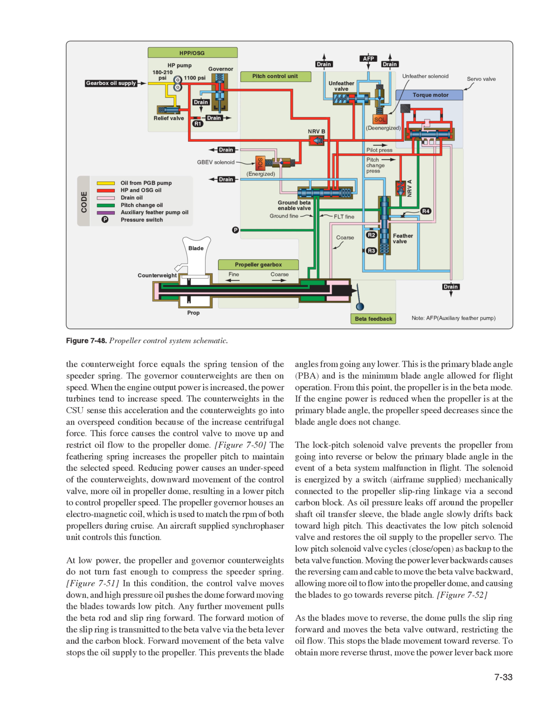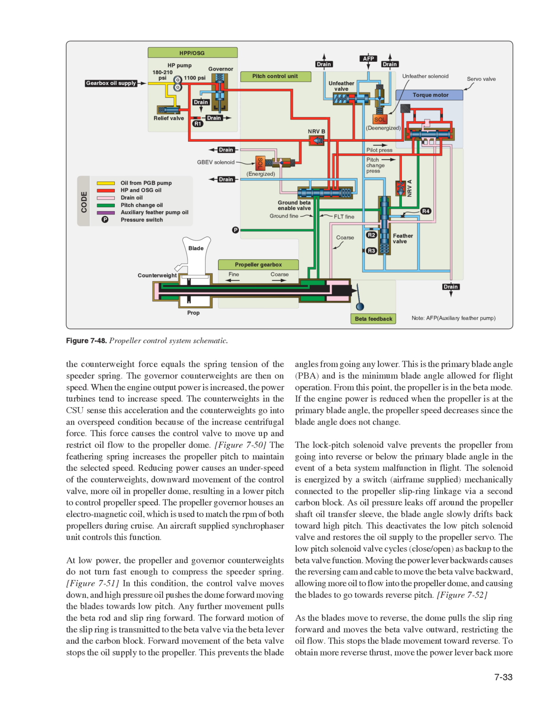When the engine output power is increased, the power turbines tend to increase speed. The counterweights in the CSU sense this acceleration and the counterweights go into an overspeed condition because of the increased centrifugal force. This force causes the control valve to move up and restrict oil flow to the propeller dome. Figure 750, the feathering spring increases the propeller pitch to maintain the selected speed. Reducing power causes an underspeed of the counterweights, downward movement of the control valve, more oil in propeller dome, resulting in a lower pitch to control propeller speed.